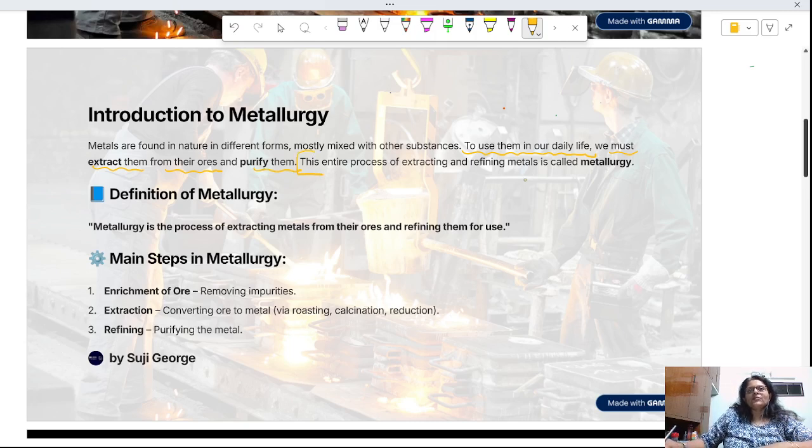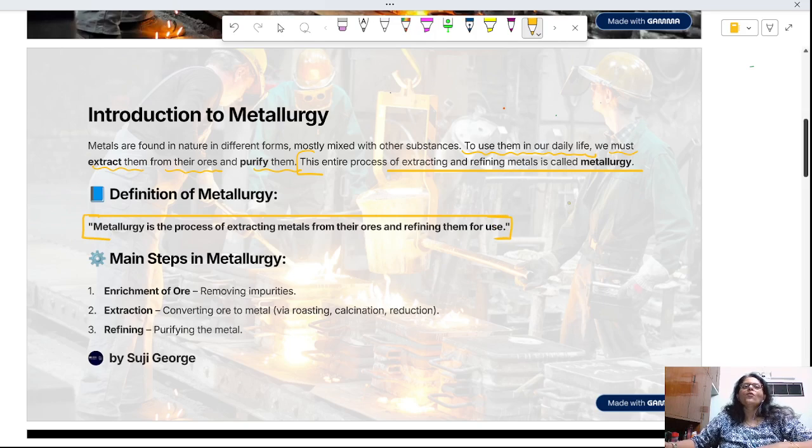This entire process of extracting and refining metals is called metallurgy. So the definition is that metallurgy is the process of extraction of metals from their ores. Refining them for use is known as metallurgy.